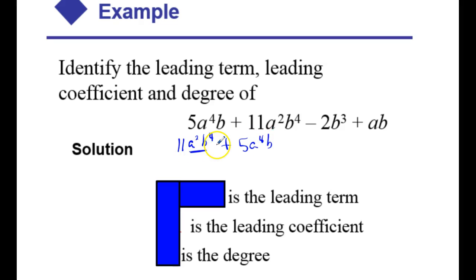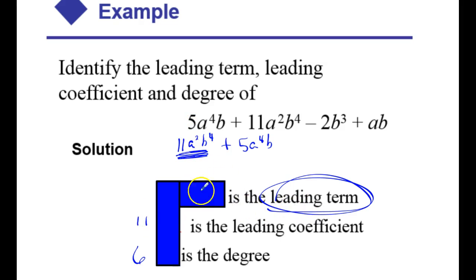So if I were to reorganize this, just so that we can have some kind of terminology about what the leading term should be, well, the leading term should be the highest degree. And in this case, the highest degree is to the 6th because 2 plus 4 is 6. So I think this is a 6. The leading coefficient of that would be 11 as opposed to the 5. And then the leading term, I think, should be 11a squared b to the 4th. Let's see if the author agrees with me.